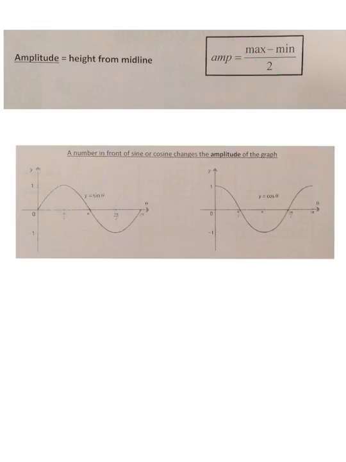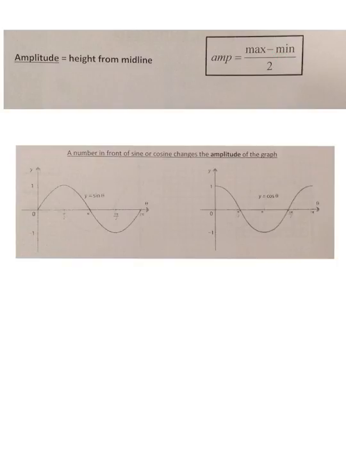Okay, so let's talk a little bit about amplitude. If we look at this sine graph, and we discussed this in the last video, a sine curve starts at 0, ends at 0, and in the middle passes through the x-axis again. But in between the first and the second 0, it goes up to its maximum, and in between the second and the third 0, it goes down to its minimum.